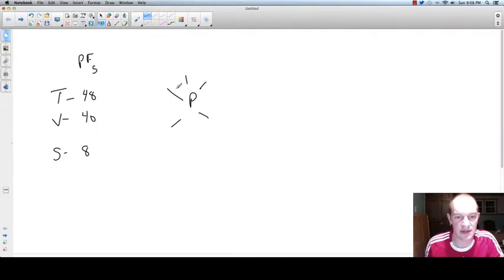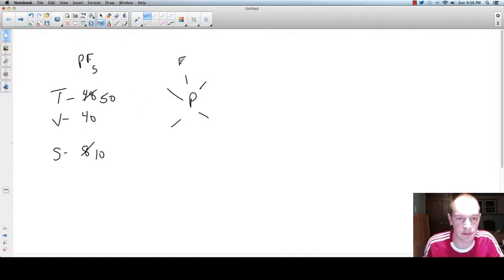So the only way we can do that is if we expand the octet. To share the number of electrons we need, the number of shared electrons would be 10. And the only way you'll get from 48 total electrons minus 40 to get 10 is if you change the 48 to 50. So we want to account for 50 electrons.